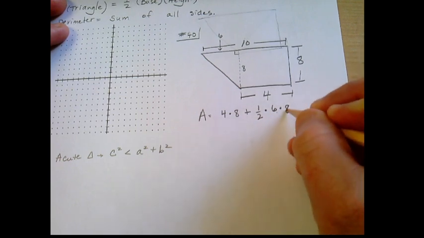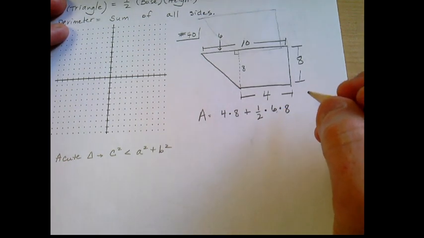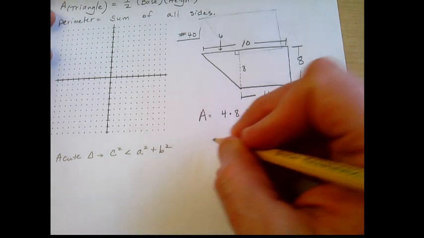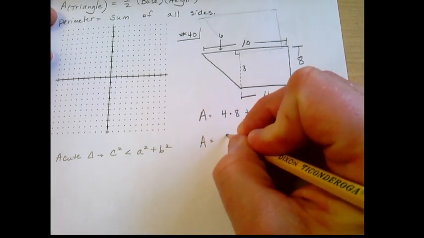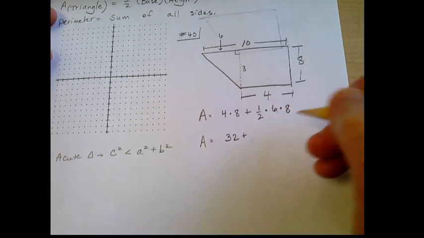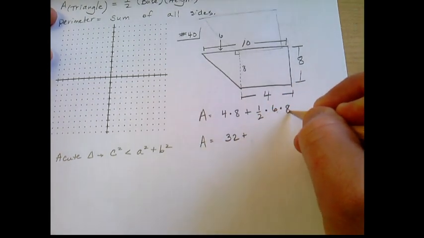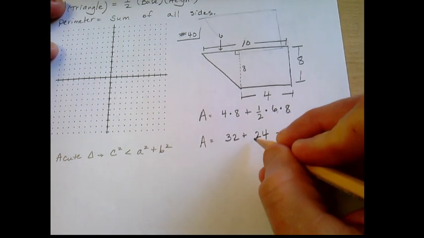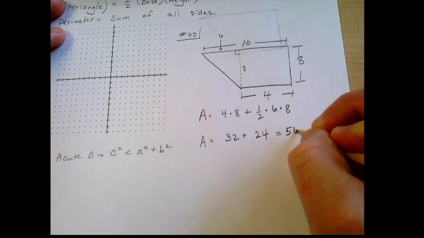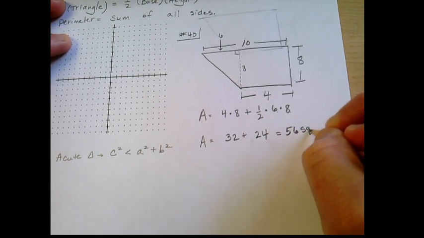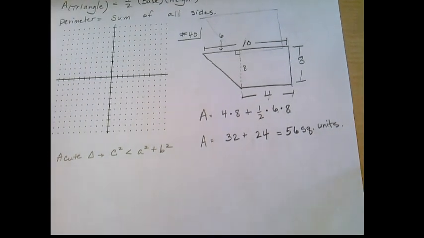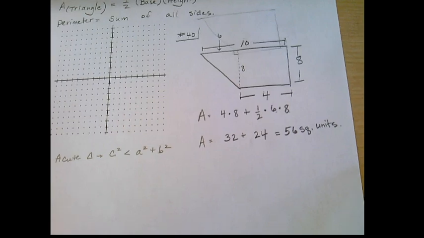If you get those two switched, does it change the problem at all? No, okay? 1/2 8 times 6 is the same thing as 1/2 6 times 8. So if I work this out, I get 8 times 4, which is 32. Half of 6 is 3 times 8, which is 24. And so to finish this off, this is 56, and I'm going to put down square units, or unit squared, either way, okay? So that's the area of the trapezoid that we were given.